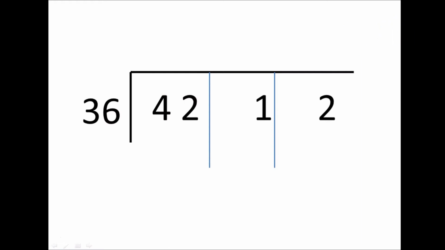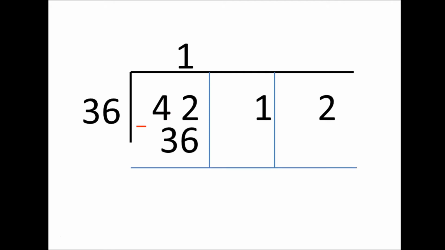So 36 times 1 is 36. 36 times 2 is 72. 72 is too big, so we're going to keep the 1 and say 36. We're going to subtract 36 from 42 and get 6 as our remainder. So now with the 6, we're going to give it to the tens place and give it as 61. So we continue to do the next part.